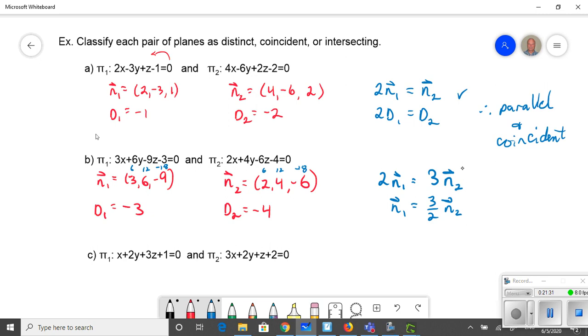I'm going to use this factor of k and check to see if it applies to D1 and D2. So if I take D2 and multiply it by 3 halves, negative 4 times 3 is negative 12, divided by 2 is negative 6. It's not the same proportion, is it? It's not the same proportion at all. So that doesn't hold, and I can conclude that they're parallel and distinct.